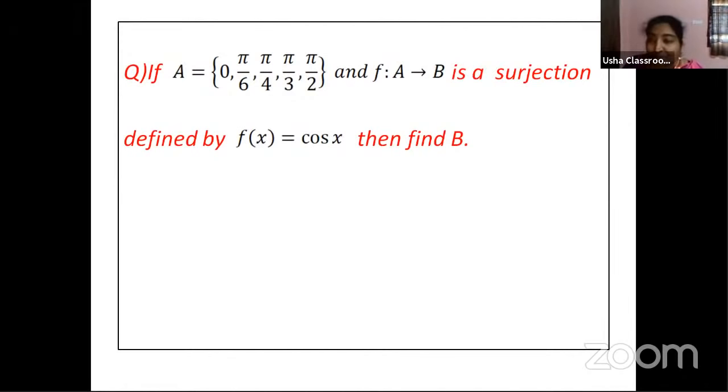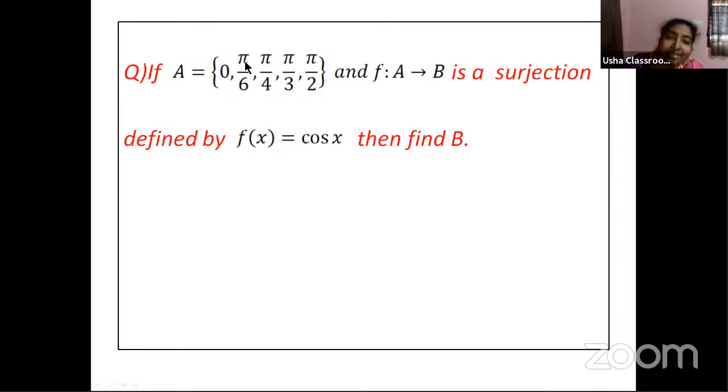Before we see the solution, we'll try to analyze what these values are. You are familiar with the trigonometric ratios which you have seen. We have 6 trigonometric ratios, isn't it? Sine, cos, tan, cot, secant, and cosecant. You have also learned the standard values of these trigonometric ratios in your class 10th. That is 0, 30 degrees, 45 degrees, 60 degrees, and 90 degrees. You are familiar with these values, isn't it? So let us see what are the values which are given in set A.